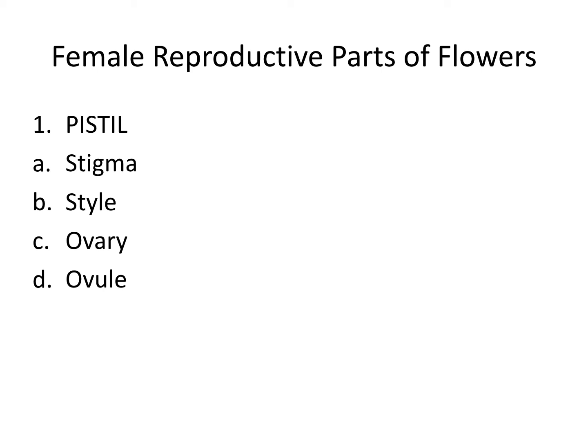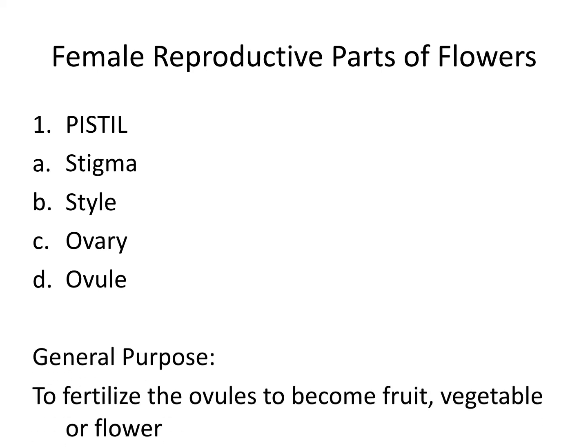Together, all those parts are called the pistil, which make up the female reproductive parts of the flower. In the box below that, you're going to write its general purpose. Its general purpose is to fertilize the ovules to become a fruit, vegetable, or flower. You'll notice that some vegetables have flowers before they become a fruit. These processes are similar between vegetable plants, plants with flowers, and fruit plants.